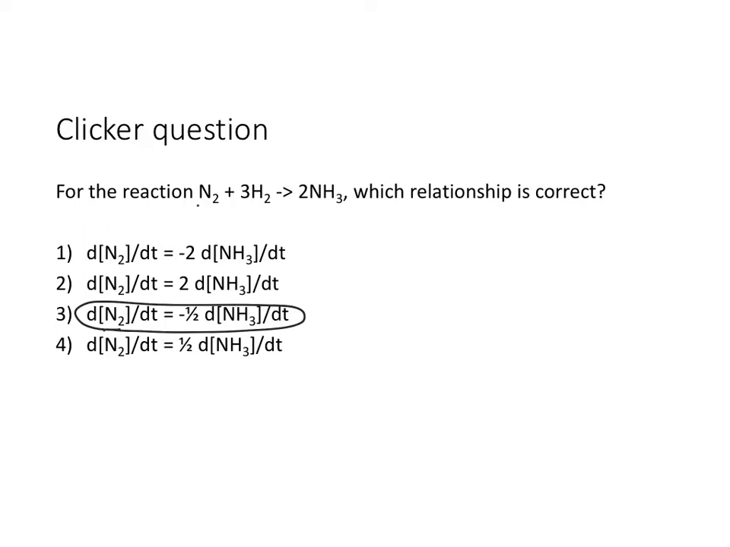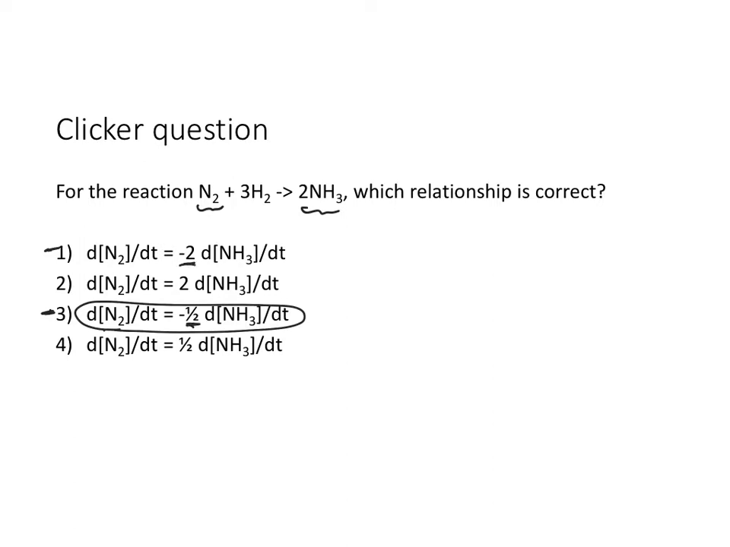That's because for every mole of N2 that is consumed, some NH3, ammonia, is produced. So therefore, the rates are going to be opposite of each other. So that leaves us with this option or this option, because those are the only two that have opposite signs. Now, this is the tricky bit. Is it a 2 in front or a 1/2 in front?